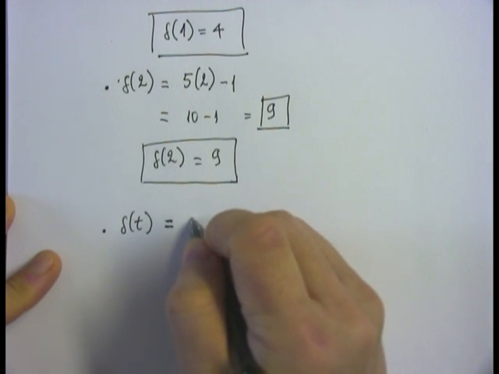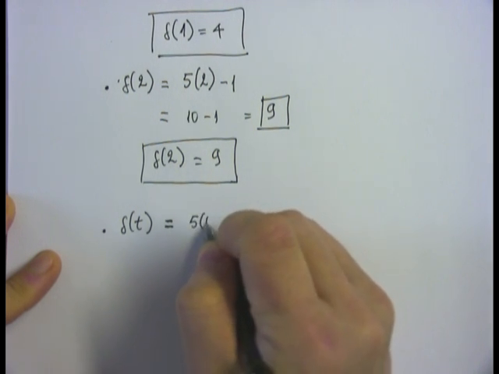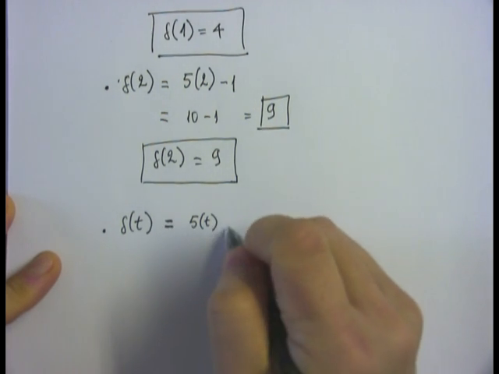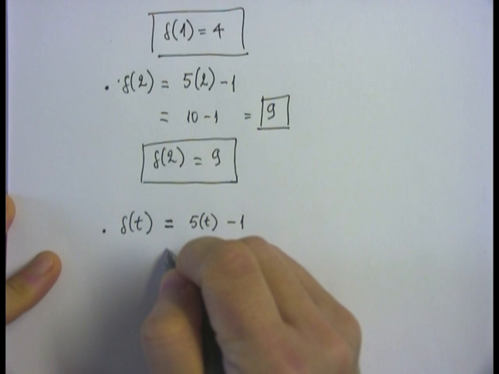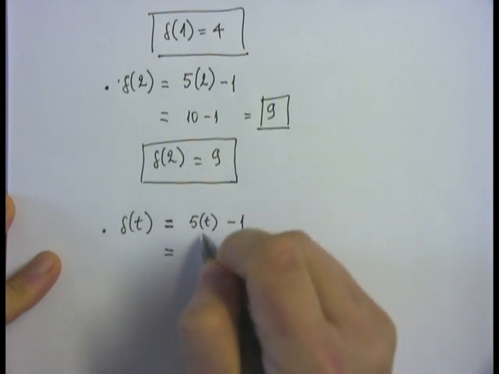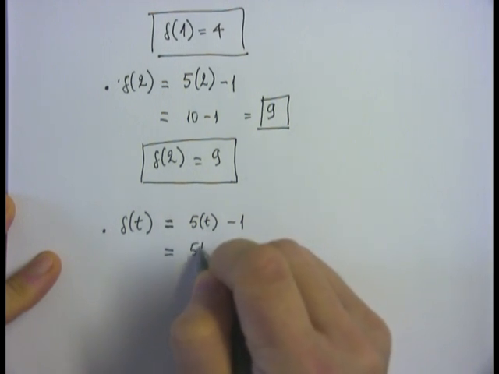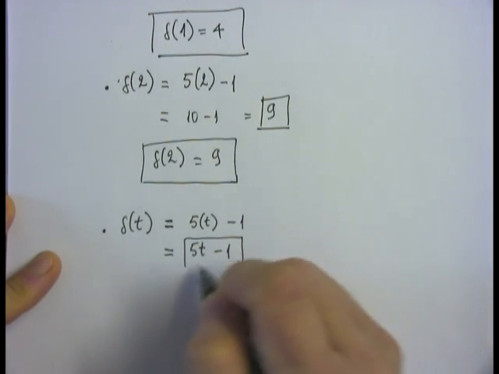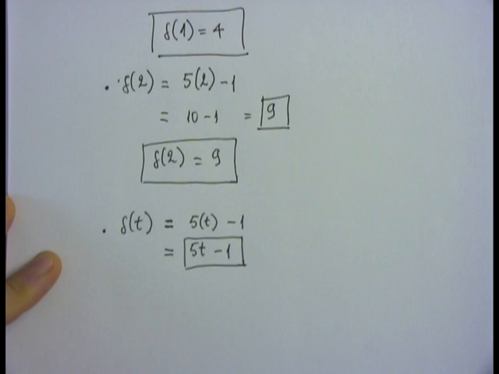So my function is going to become 5 times t, because once again t is a substitute for the x, minus 1. And now whatever the quantity t can be, we're going to go 5 times t, which gives me 5t minus 1. And this is going to be our function's value at t, at x equals t.